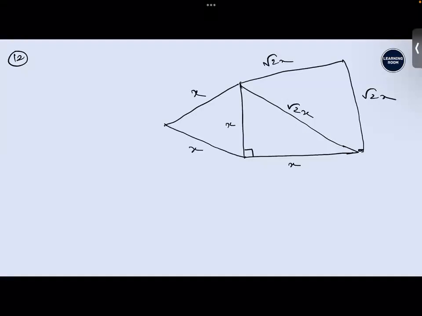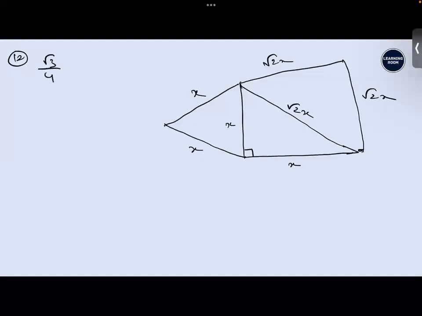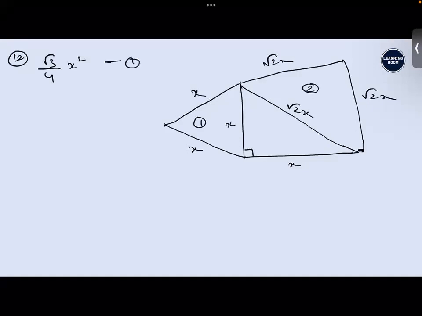Prove that the area of equilateral triangle described on a side of right-angled isosceles triangle is equal to half of the area of the equilateral triangle constructed on its hypotenuse. So what is the area of an equilateral triangle? Root 3 by 4 times the side squared. So this is 1 and this is 2. This is the area of the first triangle. What is the area of the other triangle? Root 3 by 4 into 2x square, because root 2 into x, squared, is 2x square.